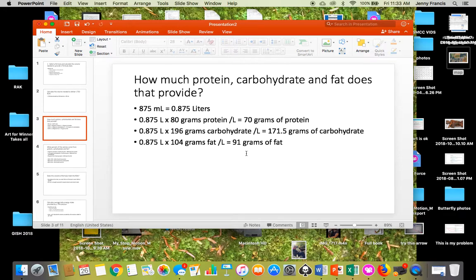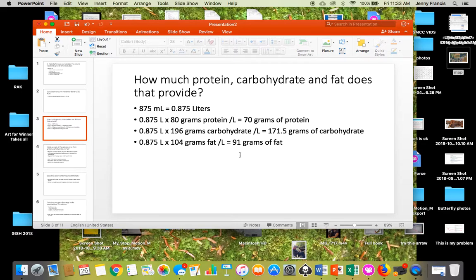Now, the next step is important. Realize why you're doing the next step, because when I look at these numbers, even as someone who's worked with nutrition for a long time, and I think 91 grams of fat, is that a lot? Is it a little? I have no idea.